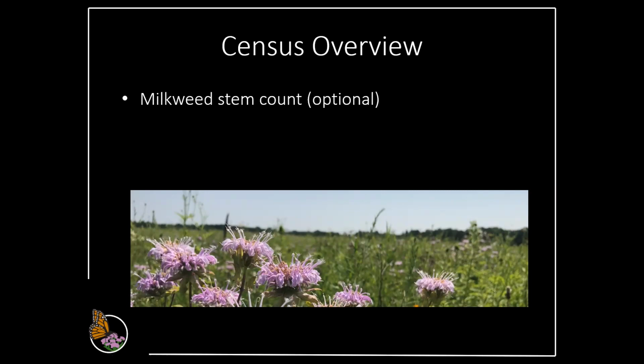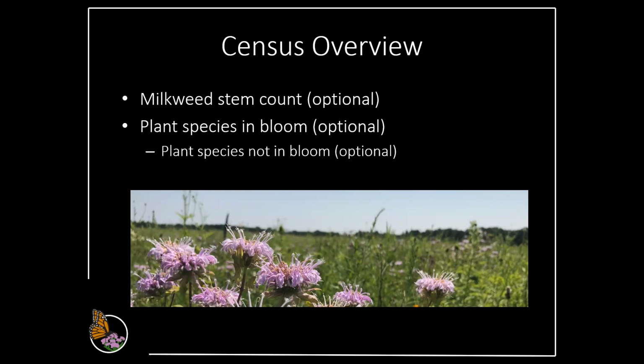The census has two optional pieces. One is the milkweed stem count. This involves counting every milkweed plant and stem in the plot. The second piece is a list of blooming plant species. If you do this, there's also the option to list species that aren't currently in bloom.